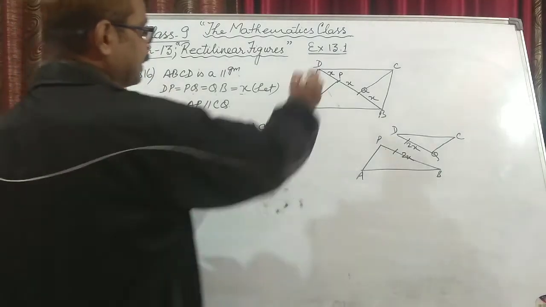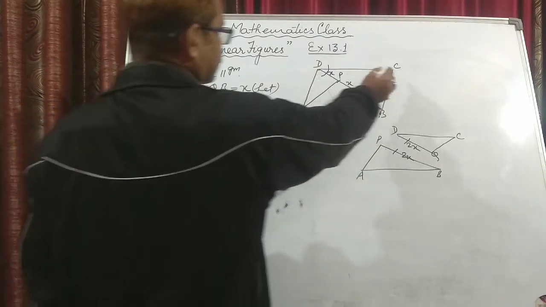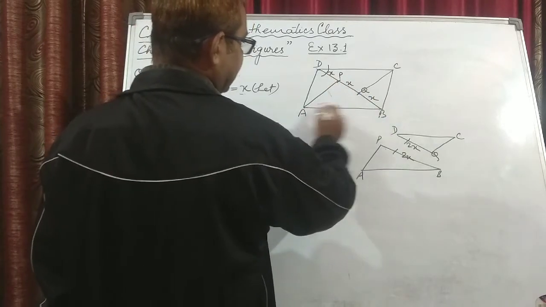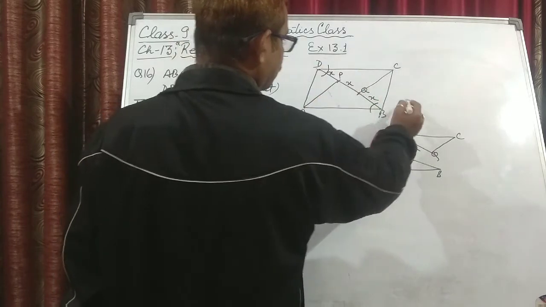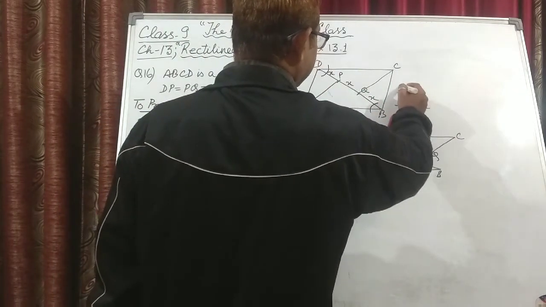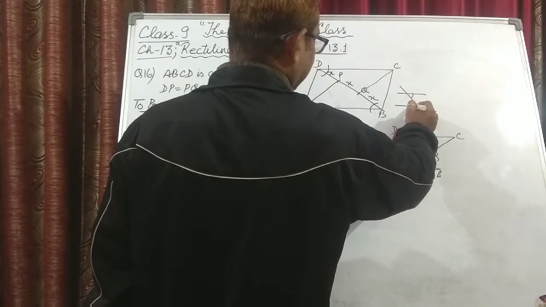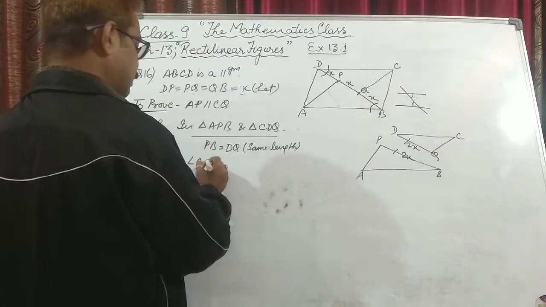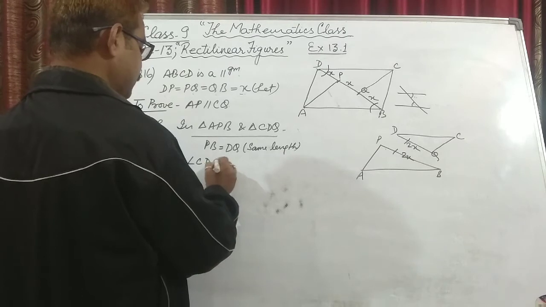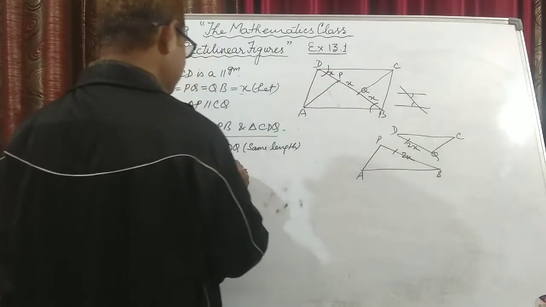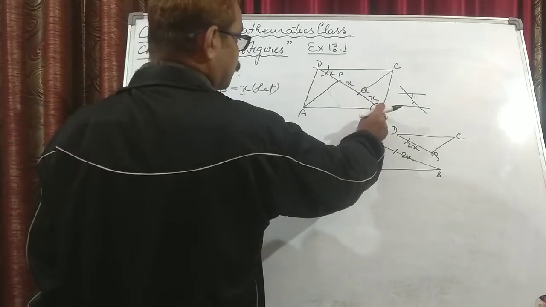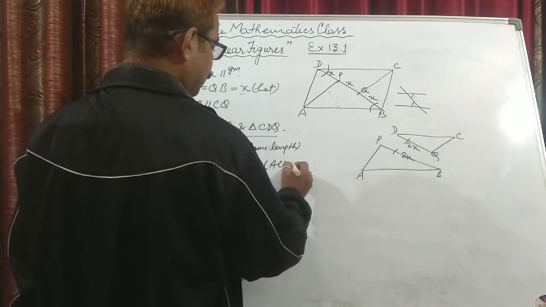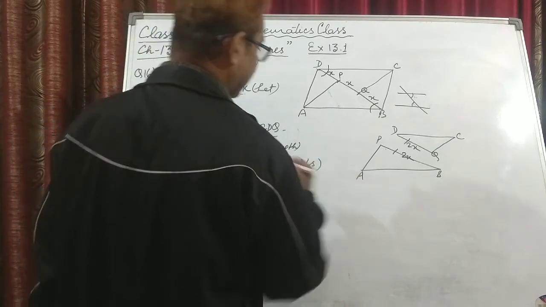Then we can say that angle CDQ and angle DBA will be equal because these are two parallel lines, AB and CD, and a transversal is cutting them. So this angle and this angle will act as alternate interior angles. So we can say angle CDP is equal to angle QBA, because they are alternate interior angles.